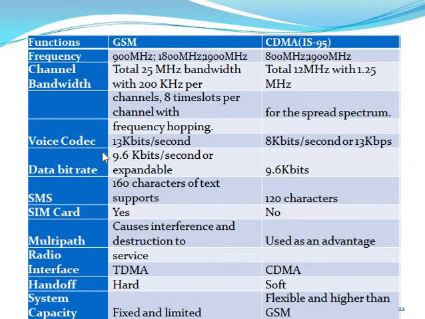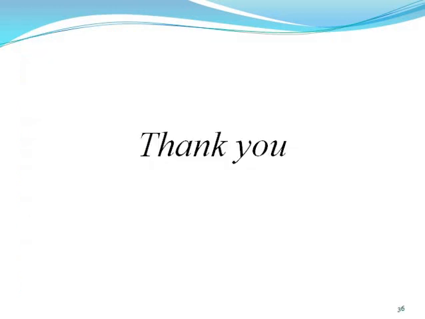Now we can show the GSM and CDMA comparison. You can show the bandwidth and the voice, then the data rate, the SIM card, then the system capacity, and all the interference. So these are the GSM and CDMA techniques you have used. So this is all the multiplexing you can show. So thank you all of you.